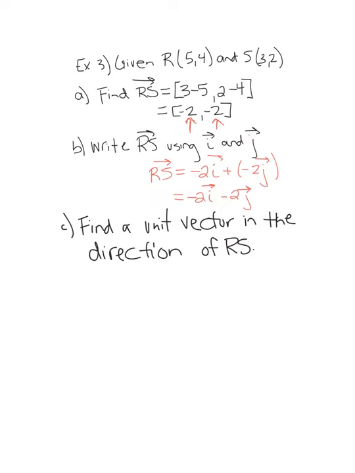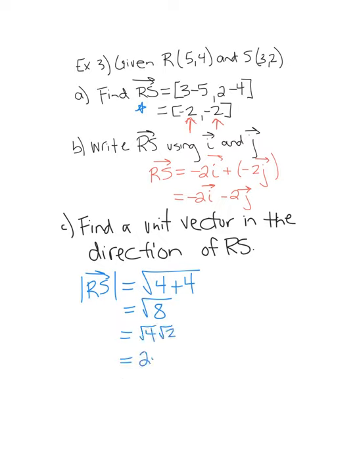In part C, they're asking us to find a unit vector in the direction of RS. Before we can do that, we do need to find the length of RS. So in A, we found RS equals -2, -2. If I am trying to find the magnitude or the length of RS, I'll be taking the square root of -2 squared plus -2 squared, so the square root of 8. And because I do want that in exact form, I'm going to rewrite that as √4√2, which is 2√2.